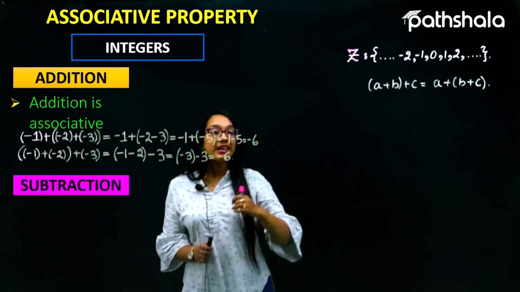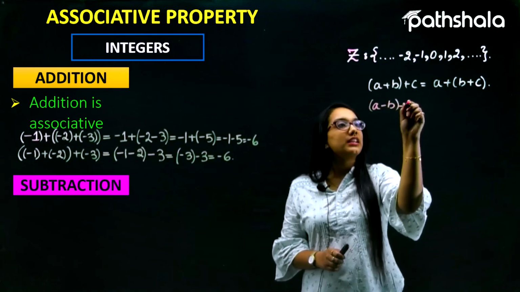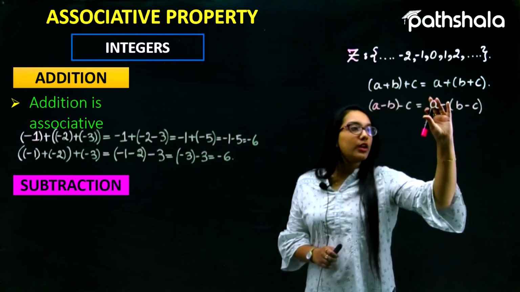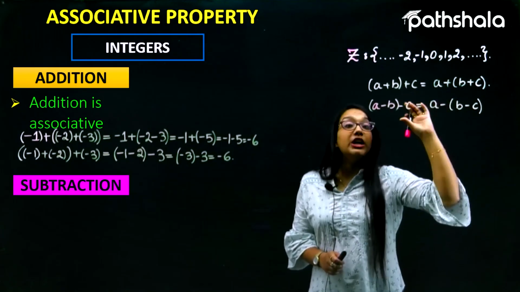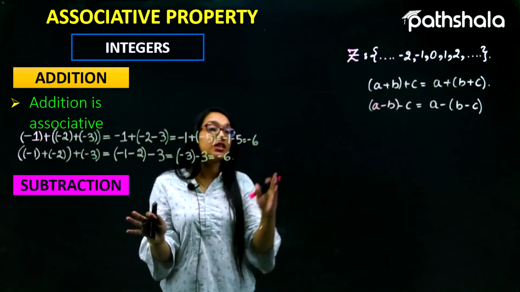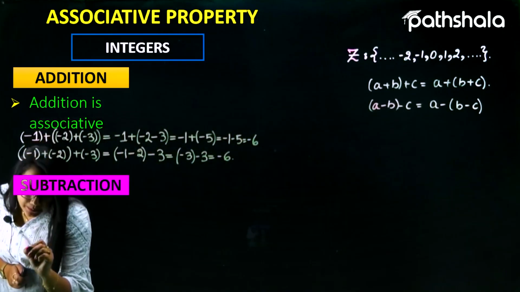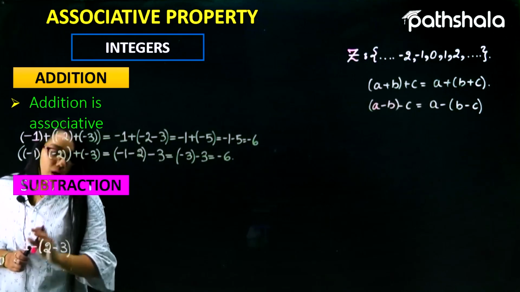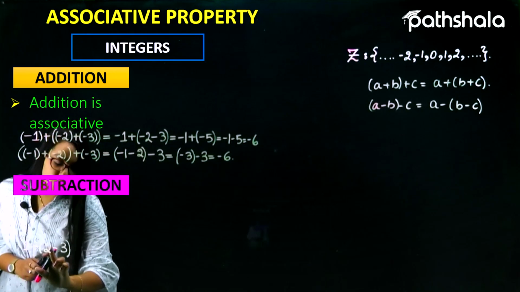Let us suppose I'm taking any three integers again, but we have to show that (a - b) - c must be equal to a - (b - c). If this condition holds, it means that the integers are associative. If the condition does not hold, then subtraction is not associative in nature. So let us suppose I'm taking the three integers 1, 2 and 3, and I am subtracting them as 1 minus 2 minus 3.